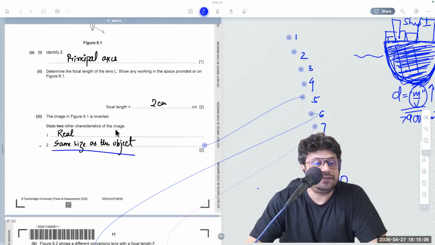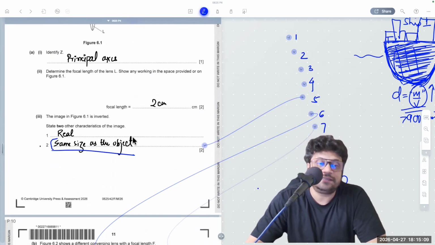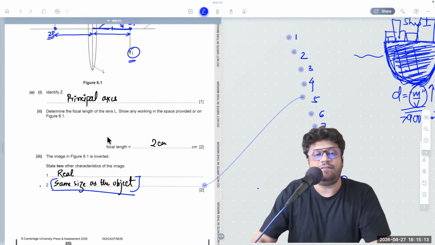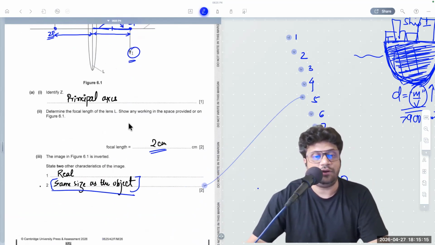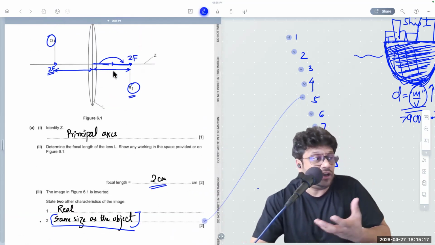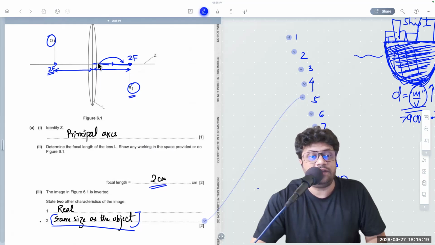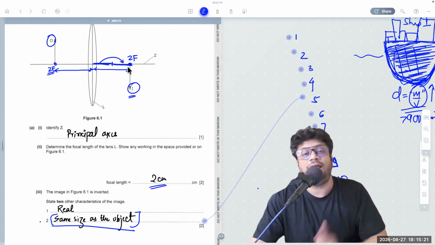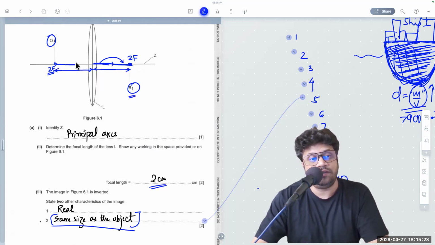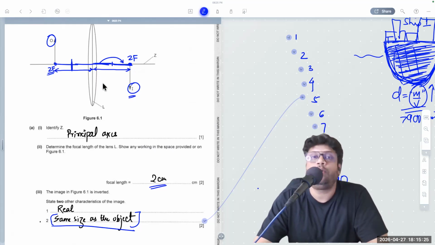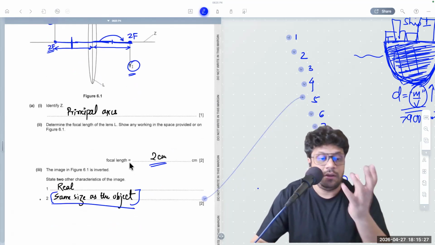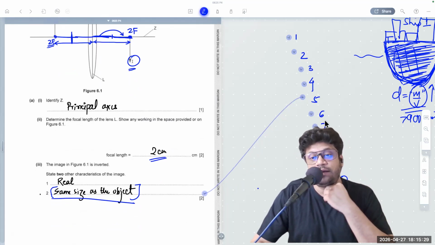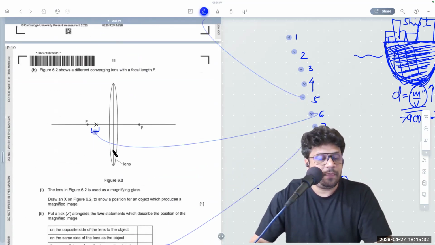State 2 other characteristics of the image. It's the same size as the object. And probably the reason why they wanted you to measure the focal length is they wanted you to see that this point is actually 2 times the focal length away. This object is 2 times the focal length away, that they wanted you to see it, and the image will come out to be the same size as the object. Okay.